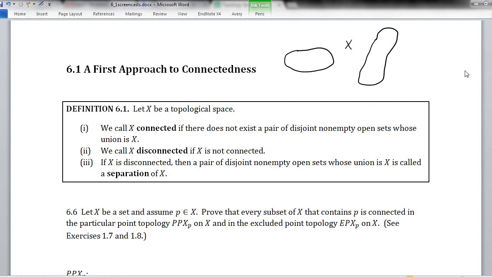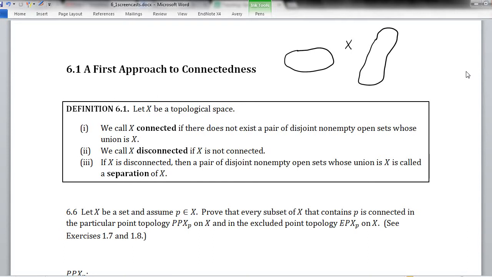Section 6.1, a first approach to connectedness. Well, if you're not convinced yet that topology is a good way to describe a shape and its properties, here's some more evidence. Turns out that connectedness can be given a good definition just in terms of the neighborhoods of the open sets in a topology.